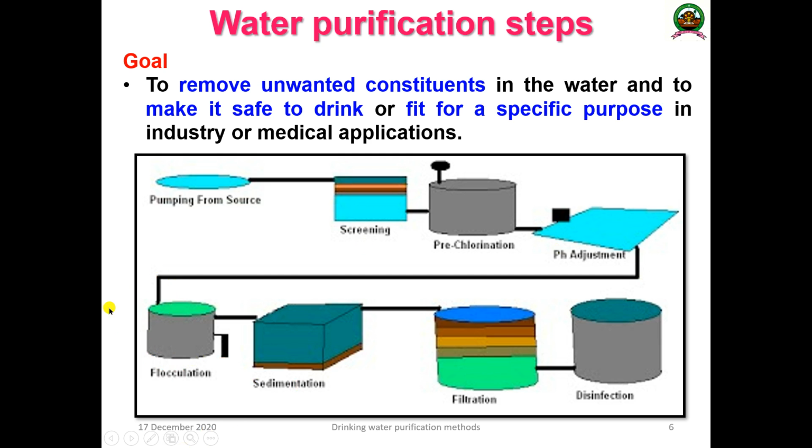Then it will be transferred to flocculation. Then the flocculated water needs to be sedimented, in a process called sedimentation. Finally, the sedimented water needs to be filtered, which is known as filtration. Finally, the water needs to be disinfected by certain chemical agents such as chlorine, bromine or other halogens. So these are the main steps, the major approaches for water purification methods.